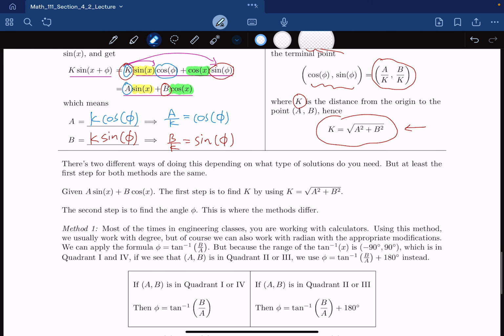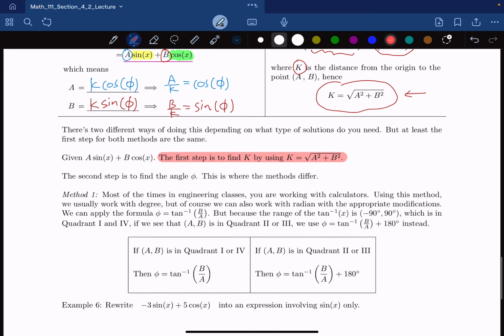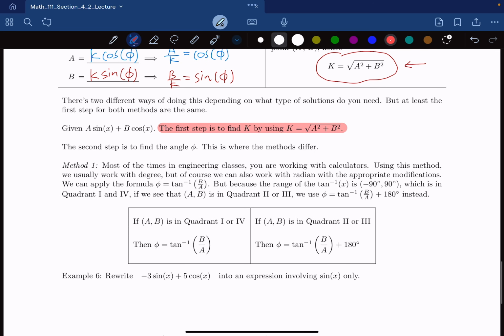Well, the first step is to find k by using the formula. That part we know. Let's go ahead and just highlight that and use it. So this is the first step. The second step, again, is where it is going to be different depending on the class and what is given. If you're given random numbers for a and b, very likely these are going to be calculator solutions.